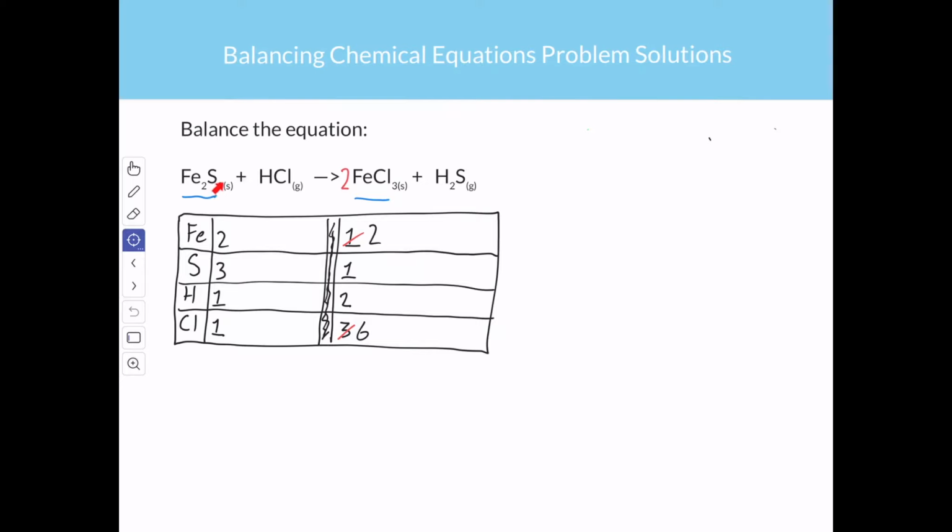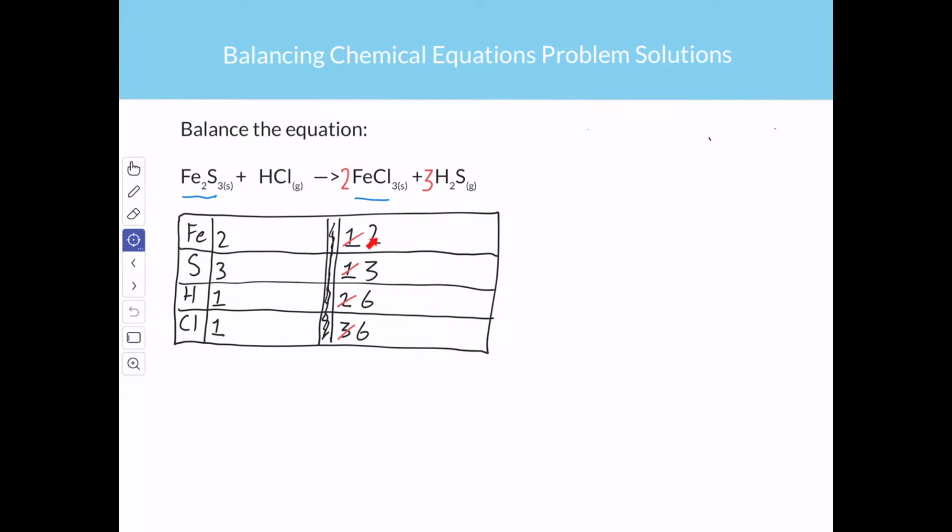Okay, now let's address that sulfur. Again, we had 3 sulfurs here, so we want to make this 3. So we put a 3 in front of the hydrogen sulfide. It gives us the 3 that we want. It also changes our hydrogens. It gives us 3 times 2 hydrogens, so we'll address that change. 3 times 2 is 6. All right, let's see where we're at.